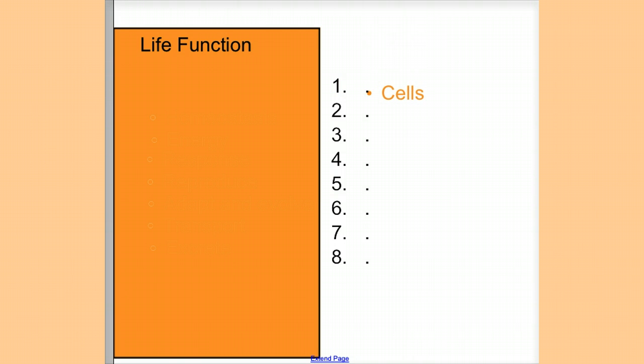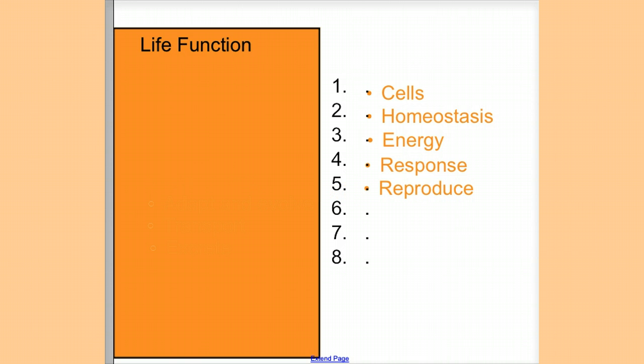1. They all contain cells. 2. They all can maintain an internal balance by the process of homeostasis. 3. They all can use and/or produce energy. 4. They all can respond to some sort of stimuli.